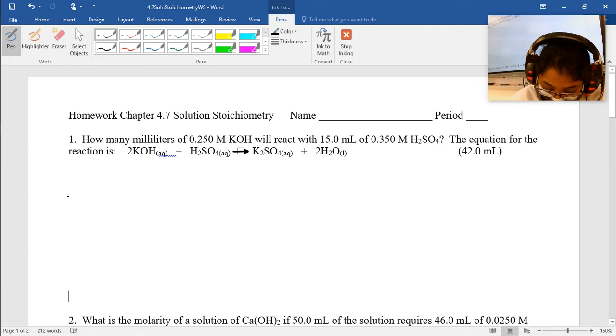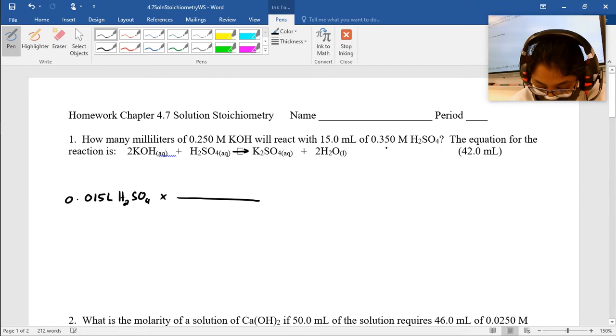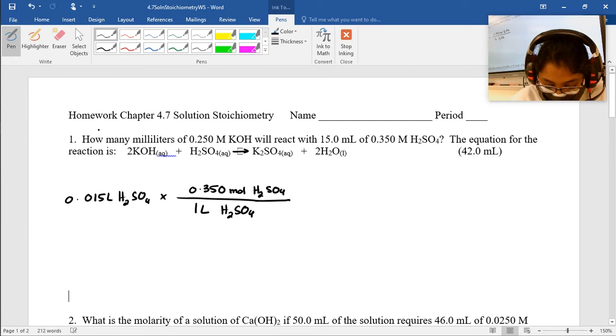So here we are going to start with the 0.015 liters or 15 milliliters of, I believe it's sulfuric acid. Yep, H2SO4. And I'm going to use this molarity, 0.350, because molarity is just moles over liters, right? So I'm going to use the molarity as actually a conversion factor. So moles over 1 liter of H2SO4. That'll allow me to cancel out the liters here, and that gives me the moles of H2SO4, right?